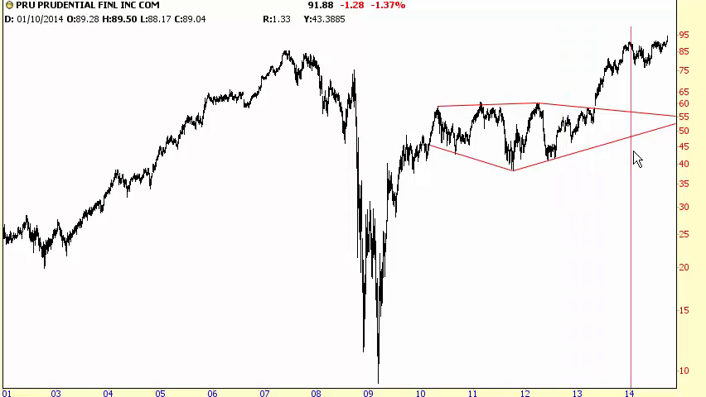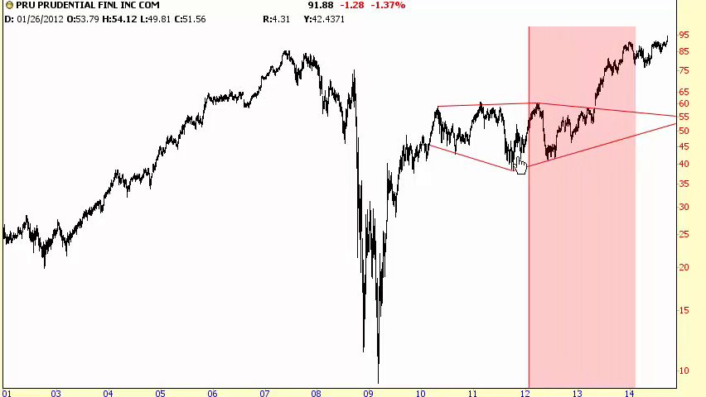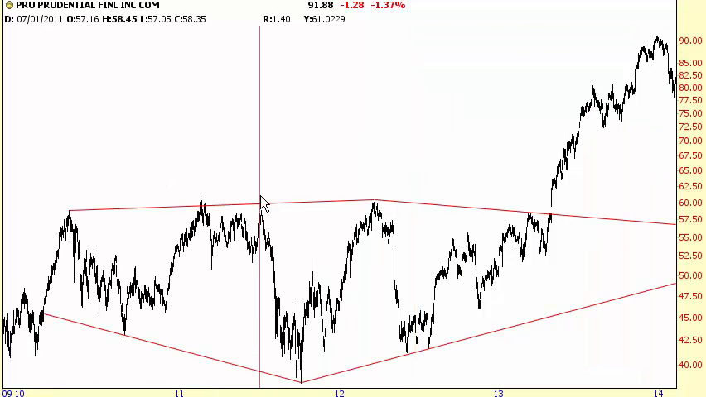Here's the stock Prudential, and the diamond pattern in this instance you can see defined by these trend lines. And when these patterns are forming, the question becomes whether it breaks to the upside or the downside. And depending on the direction, it either constitutes a powerful continuation pattern or a reversal.